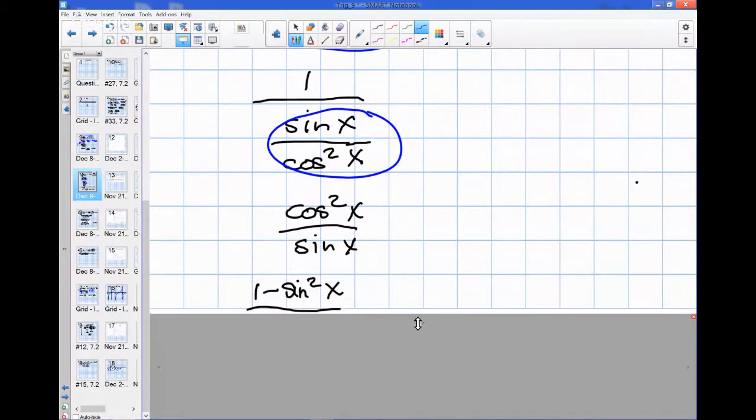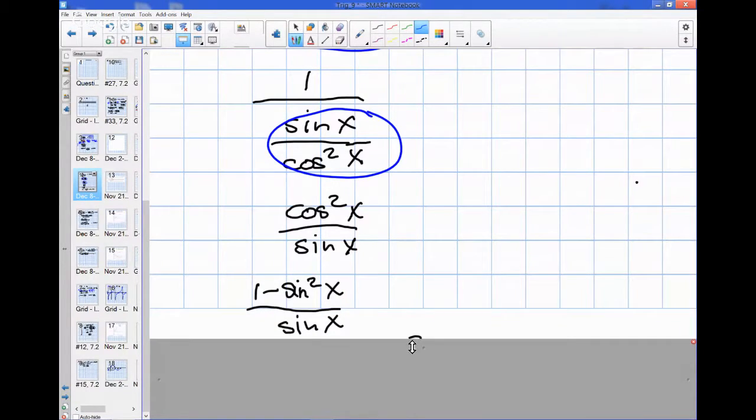Well, what can we do? I don't know if you see this. There's an identity, or at least part of an identity up here. Cosine squared. Do you remember the Pythagorean identity? Sine squared plus cosine squared equals 1. So if you manipulate that and subtract sine squared from both sides, cosine squared is the same as 1 minus sine squared. So do you see I made that substitution right here? All right. Believe it or not, that's helpful.